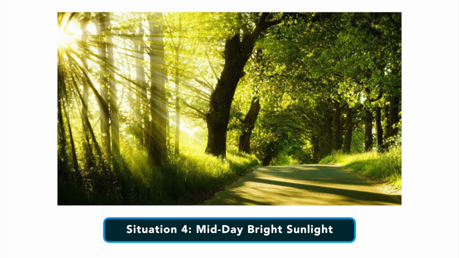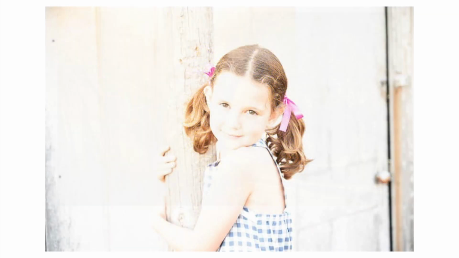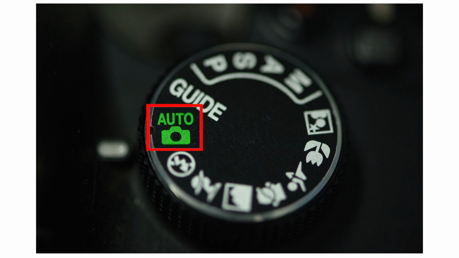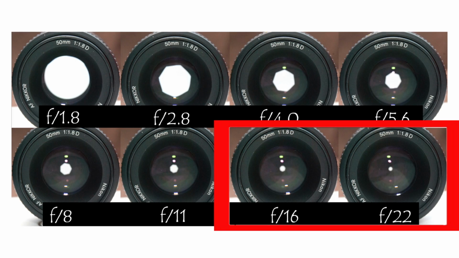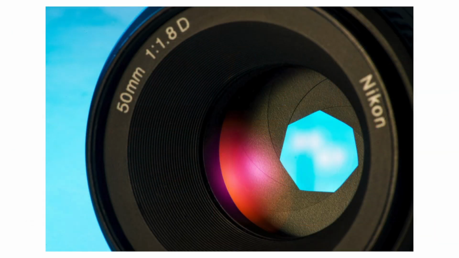Another situation where you might want to use this is during midday bright sunlight. If you're shooting in broad daylight and are getting overexposed images or scenes while shooting in automatic mode, you can close the aperture opening. This means that by using a higher aperture number, something like f/16 or higher, you can minimize the amount of light entering the camera through the lens.